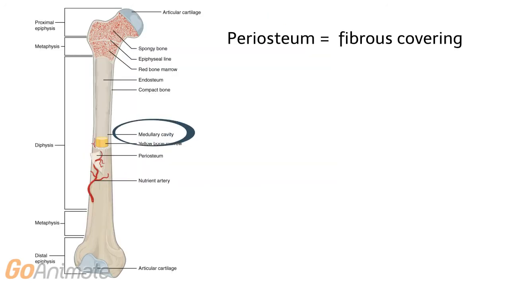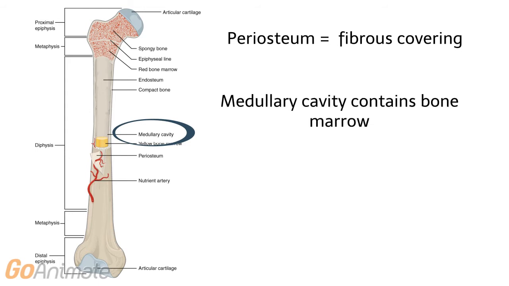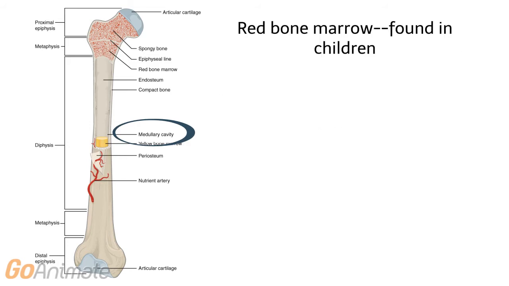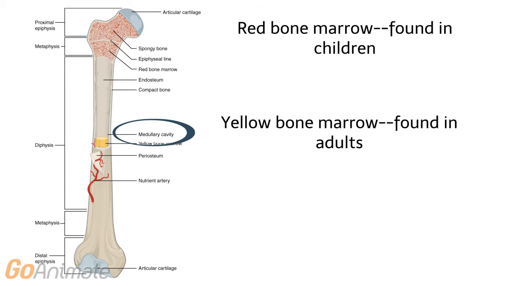The outer surface of bone contains a fibrous covering called the periosteum that contains blood vessels, nerves, and lymphatics. The medullary cavity is lined with the endosteum and contains marrow. Red bone marrow is found in children and produces blood cells. In adults, most of the red marrow has been converted to yellow marrow.